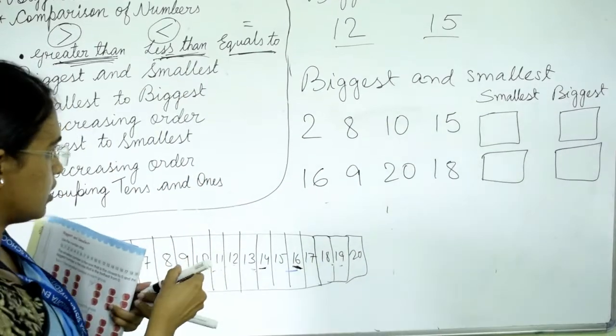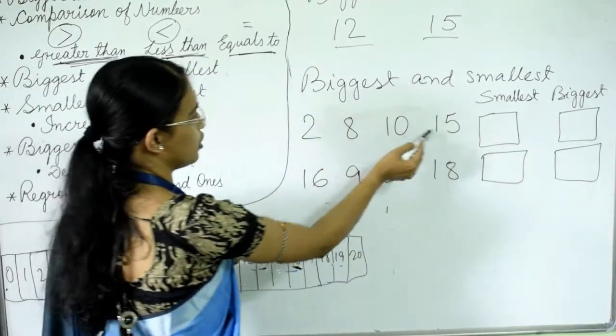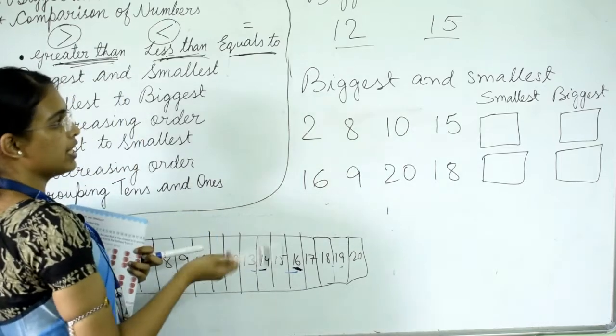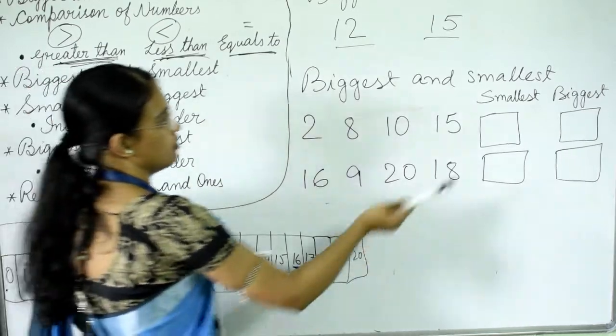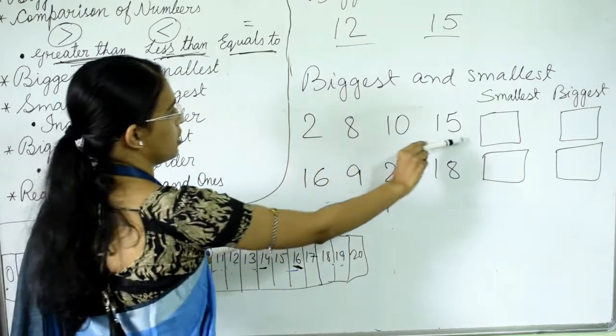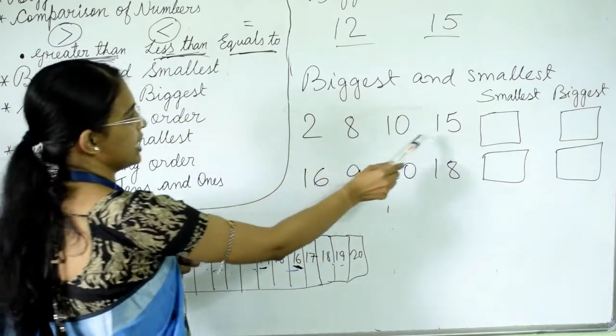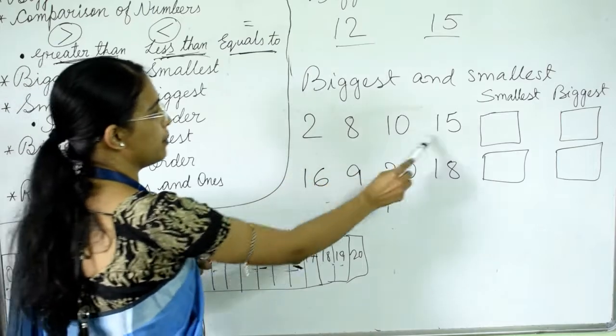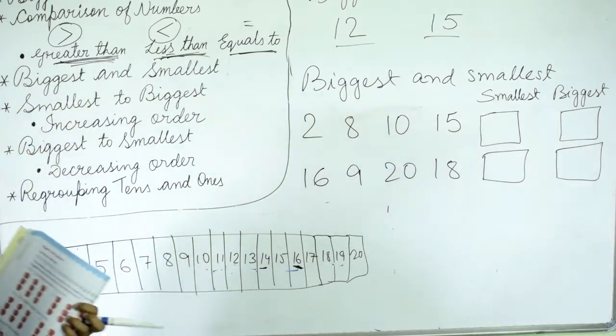Okay, now how many numbers are there? 1, 2, 3, 4 numbers. So we have to find out the smallest and also the biggest number among these 4 numbers. So 2, 8, 10 and 15. Among these 4 numbers, first we have to find out the smallest number.